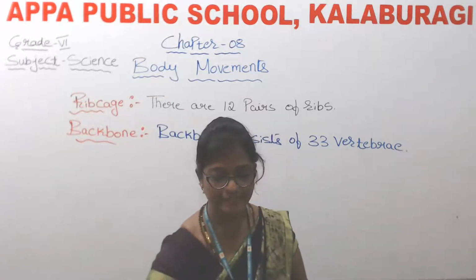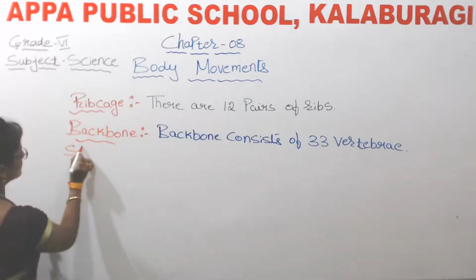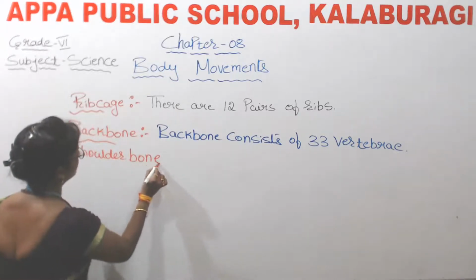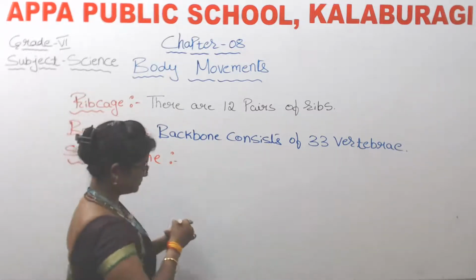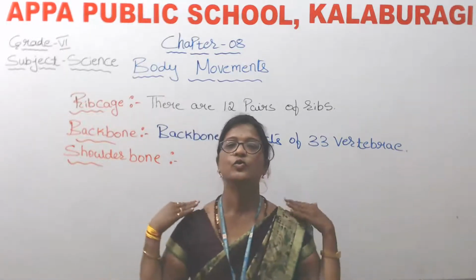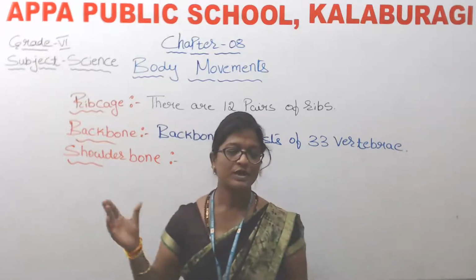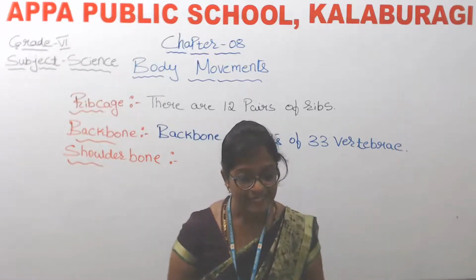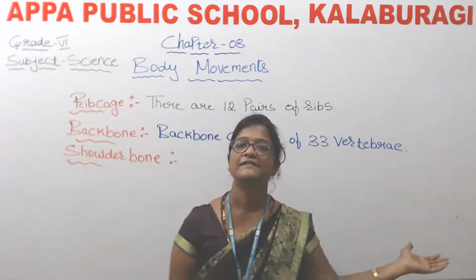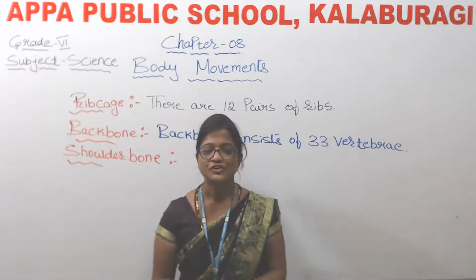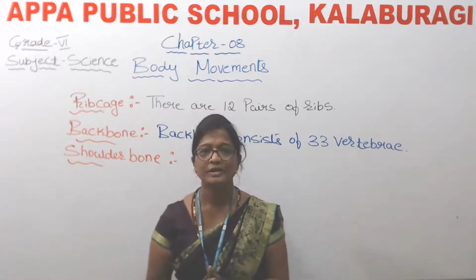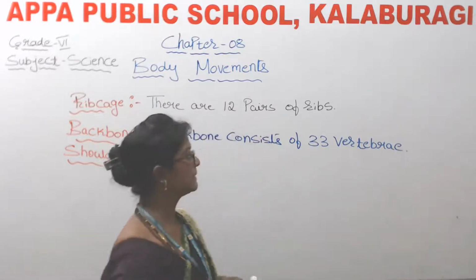So now next is the shoulder bone. The human body has how many shoulders, children? Two shoulders, one right and one left. The left side of the neck is the left shoulder and the right side of the neck is the right shoulder, isn't it? So how many shoulder bones do we have? We have two shoulder bones.